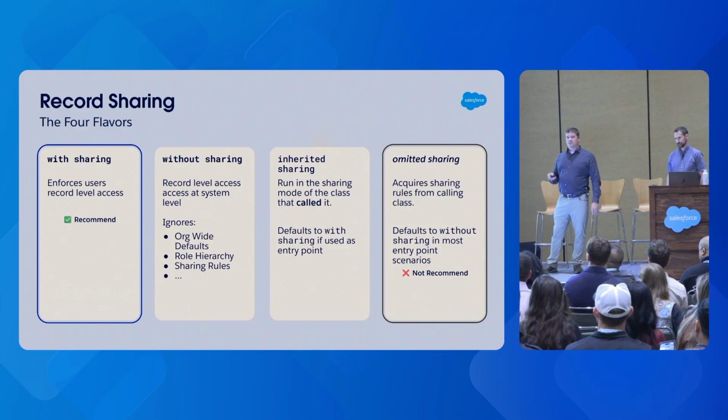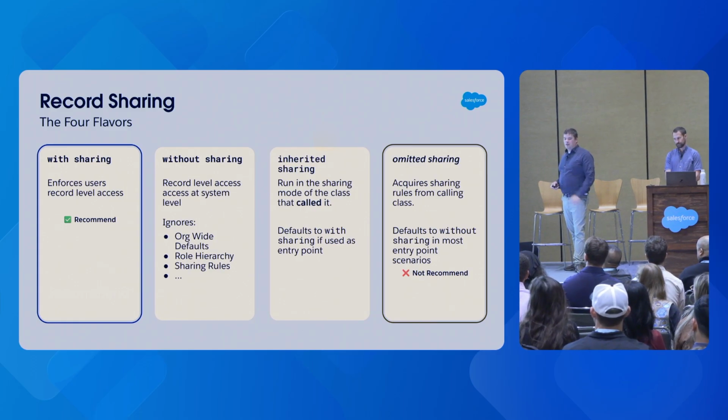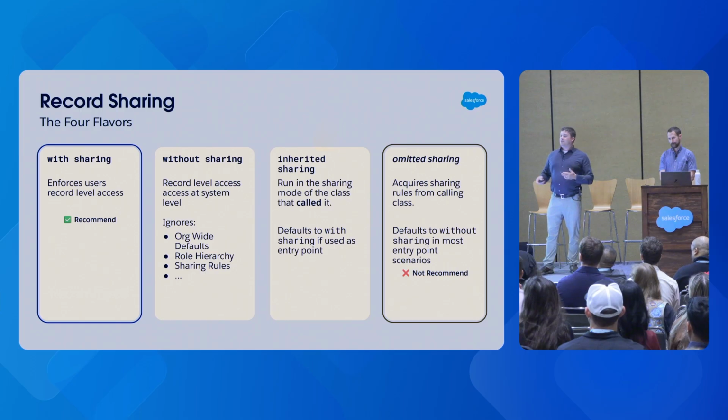Sometimes you need to be able to do a targeted escalation in your code and have the code provide records that the user otherwise wouldn't have access to. That's where without sharing comes in. And that allows you to bypass those, access them, and have the code do escalations on the customer's behalf.